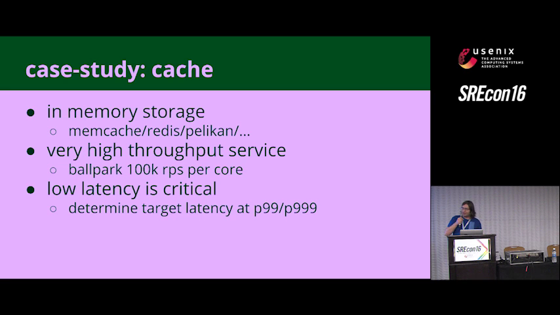So since I work on the cache team, this is specifically about cache. By cache, I mean in-memory storage within the data center, typically used to protect your database from a bunch of queries. So Memcache, Redis, and the recently open-sourced Pelikan cache are examples. It's a very high throughput service. We're talking about 100,000 requests per second per core. And low latency is critical. Oftentimes your customers expect that your P99.9 is maybe 5 milliseconds or less.